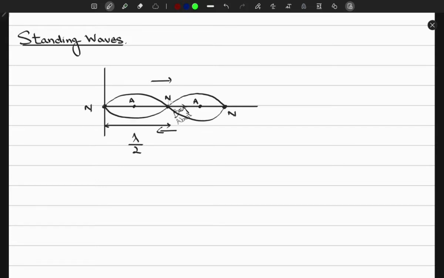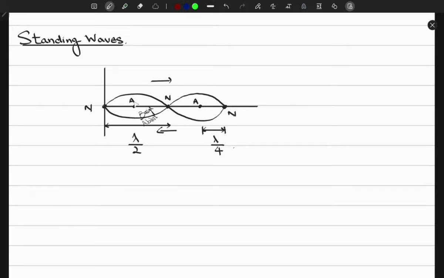So the distance between two nodes is always half of a wavelength, while the distance between an antinode and a node is half of this half wavelength, which is just lambda by 4. Now, at the antinodes, the energy stored is really at its extreme position, which is the amplitude we talk about in terms of oscillations. It's known as the extreme position.